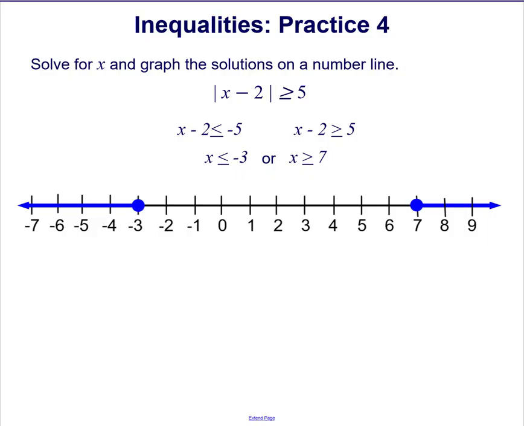x is less than or equal to negative 3. And here's the graph of x less than or equal to negative 3. We also get x is greater than or equal to 7. And here's the graph of x greater than or equal to 7.